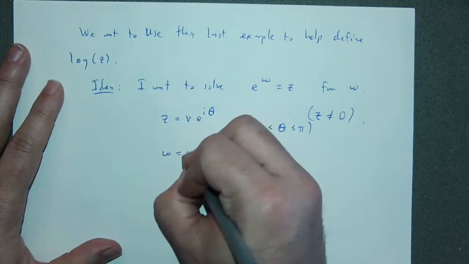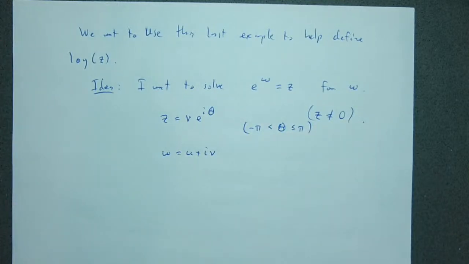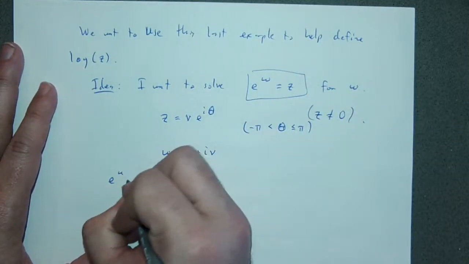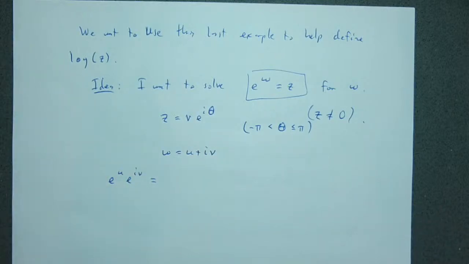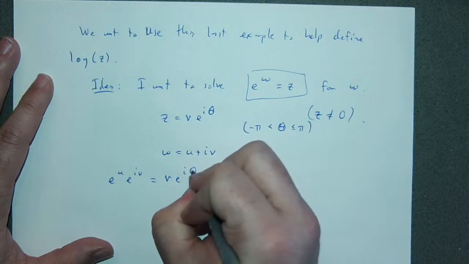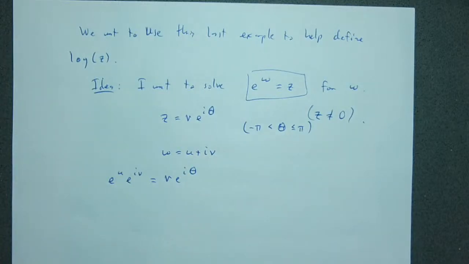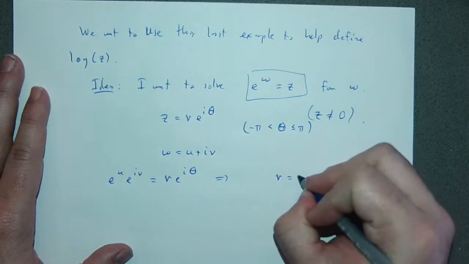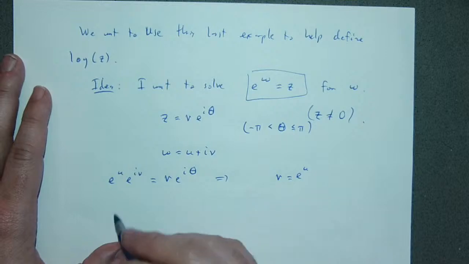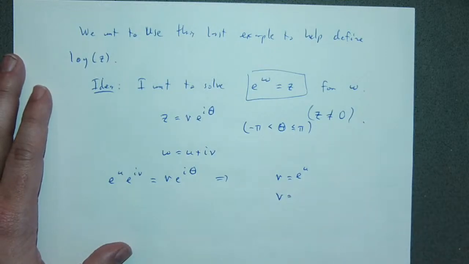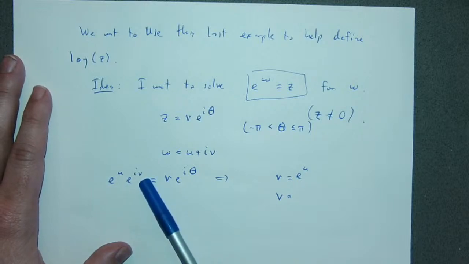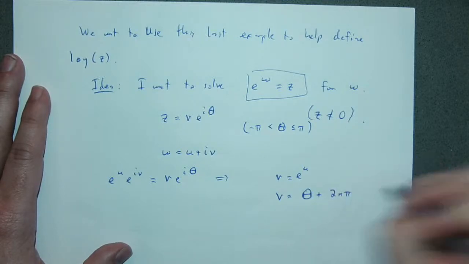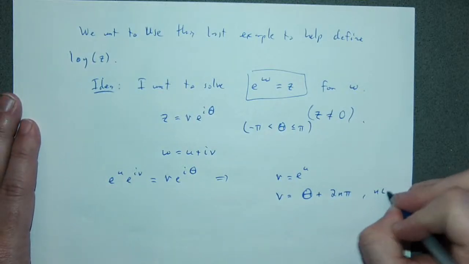And let w be equal to u plus iv. Then rewriting this equation that I'm trying to solve in terms of this, just like we did in the previous example, is e to the u, e to the iv is equal to r e to the i big theta. Which immediately tells us, similar to the last example, that this little r is equal to e to the u. And this v is immediately determined by this capital theta plus 2n pi, just like in the previous example, where again n is any integer.